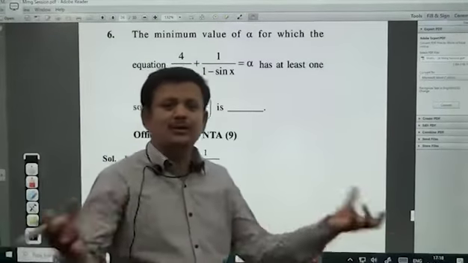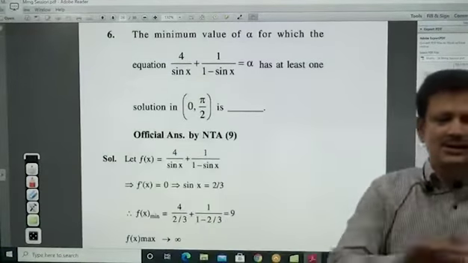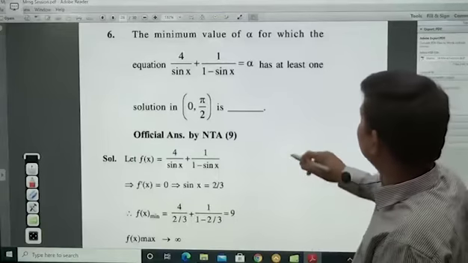So whenever you are talking about common chord, don't apply any brain. Just subtract one from the other. And that is the diameter of the circle. Take the center, substitute it. Simple. No complication at all.